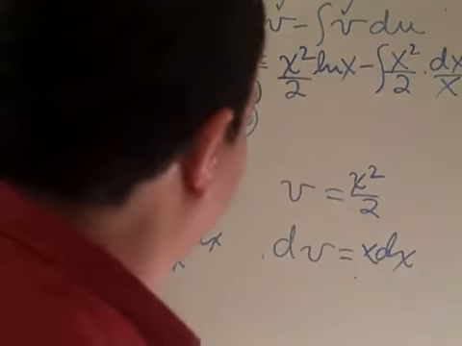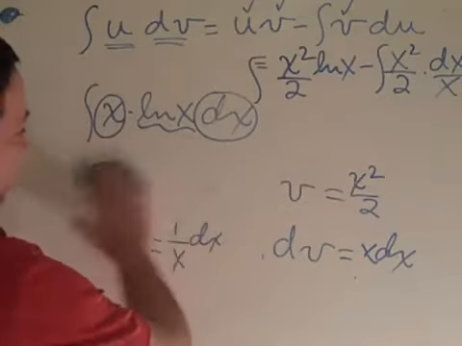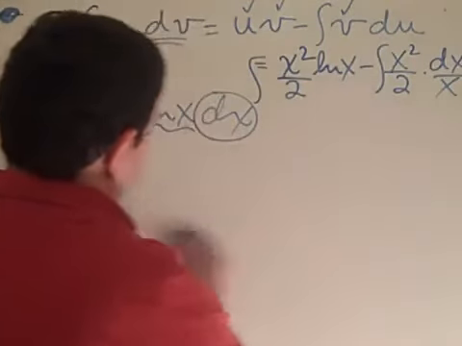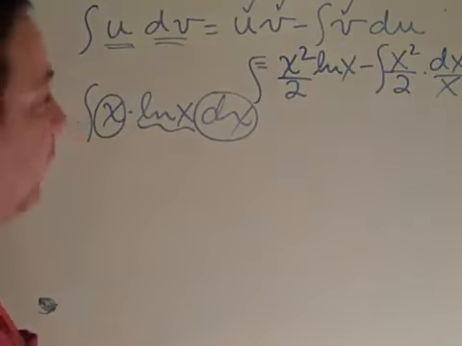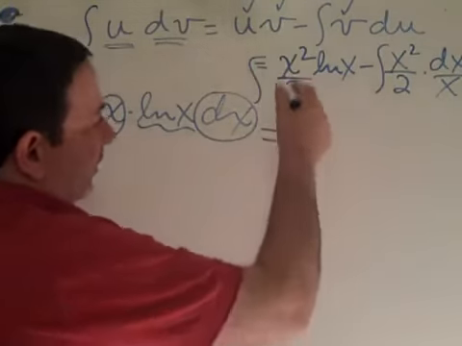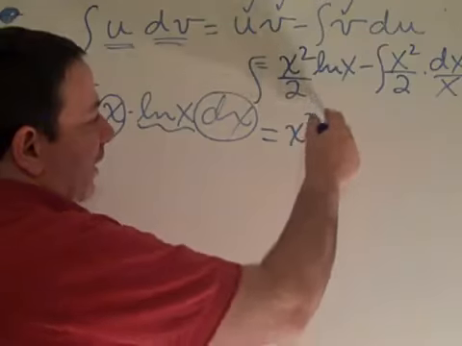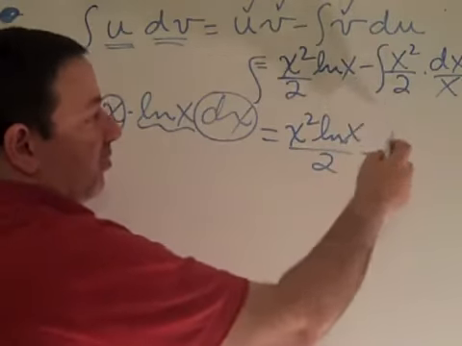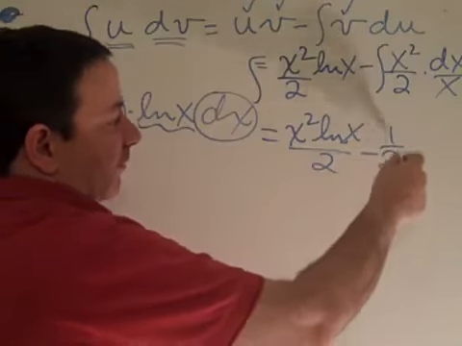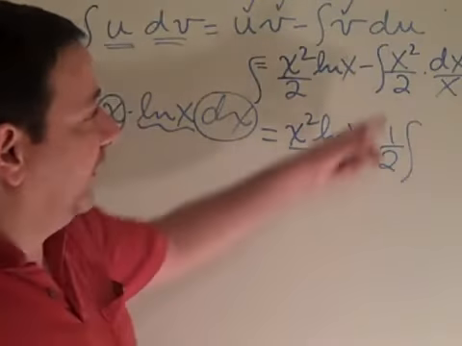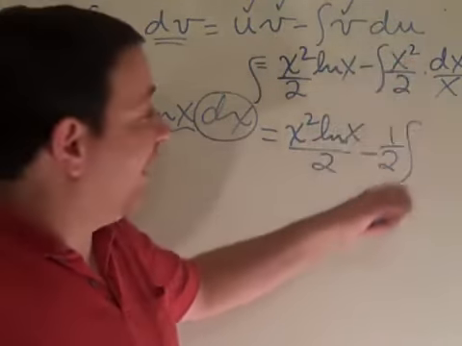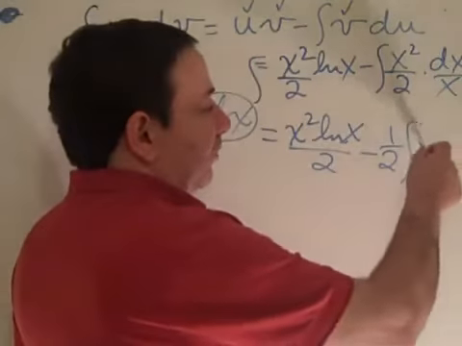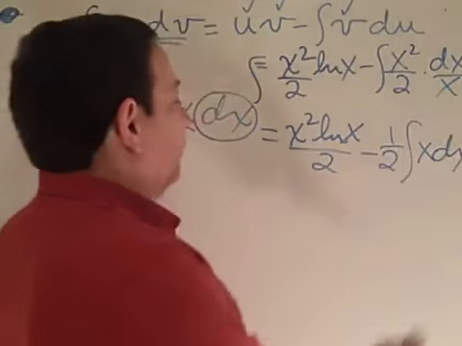x squared over 2 is v, and du is dx over x. Okay. I'm going to erase what I have down here, just to gain some space back. Okay, so this is x squared ln of x over 2 minus the 2 in the bottom, I'll factor out as a half, and then you have x squared dx over x. But x squared over x is just x dx.